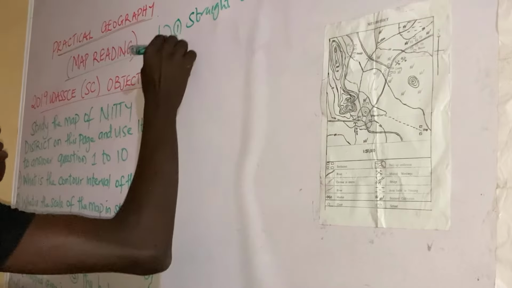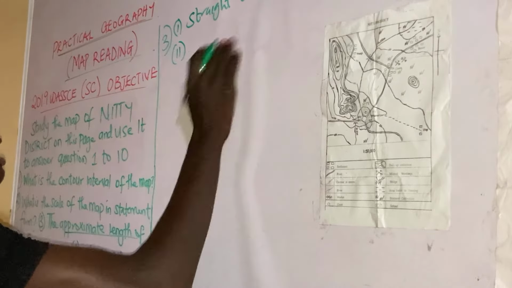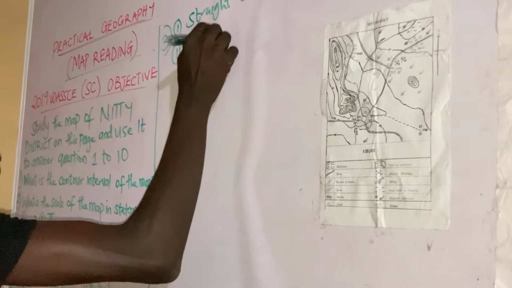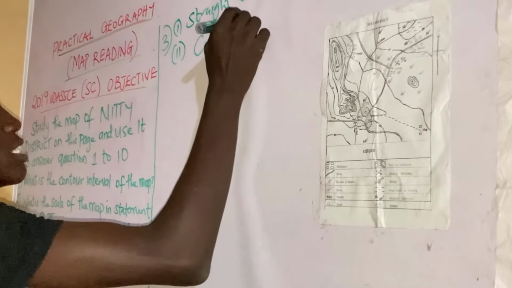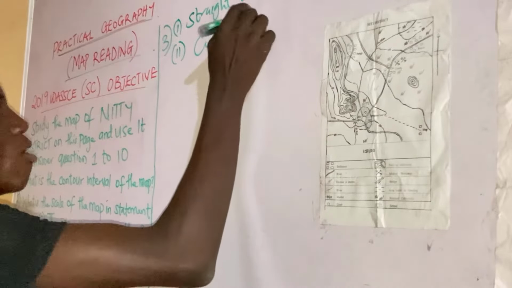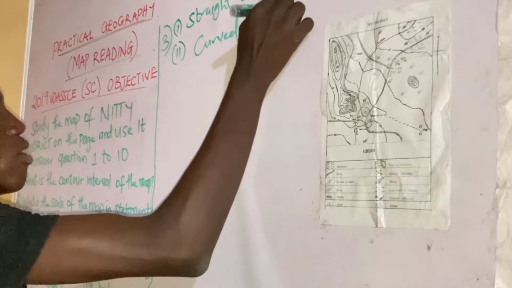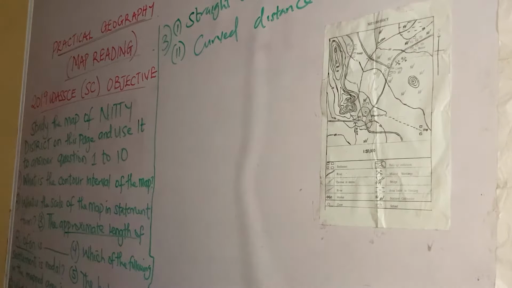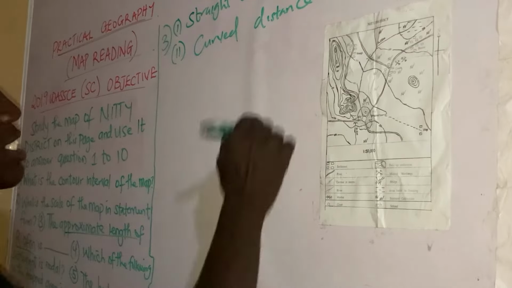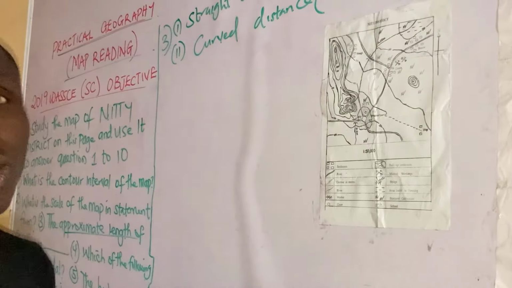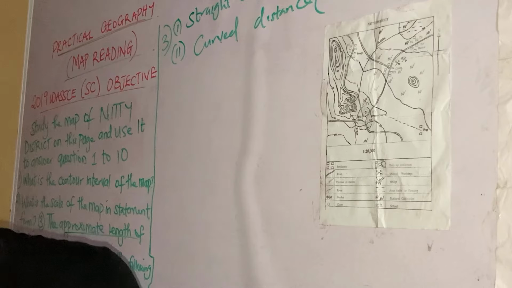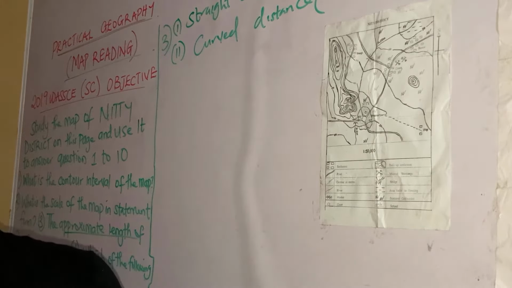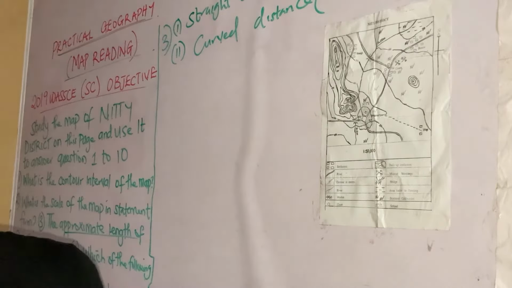But in the case that you are given a curved line, a curved distance along a curved line, I call it curved distance. You can use three measuring materials for this.